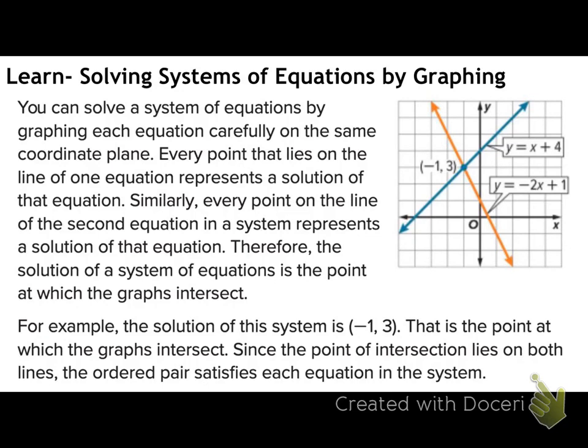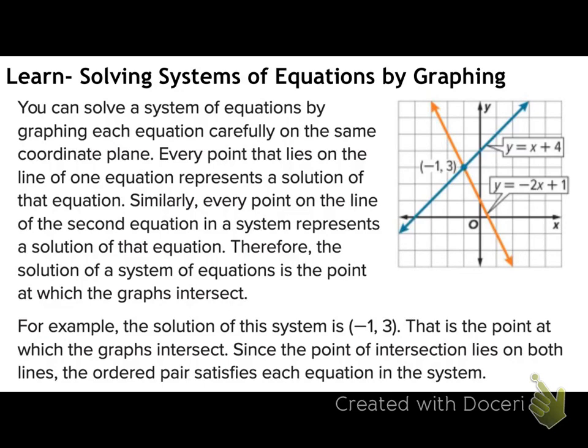So if every ordered pair on this line is a solution of that equation, and every ordered pair on this line is a solution of that equation, where they intersect has to be true for both of them because that point is on both lines. Does that make sense? So that's why we look for the point of intersection for the solution of a system of equations.